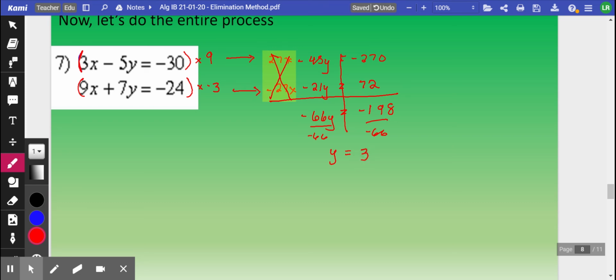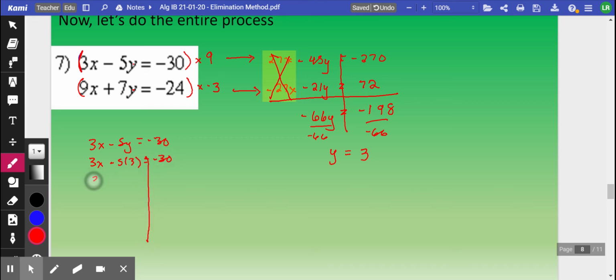Okay. Now, the one part that's a little different when I go to plug this back in is I don't have a solved equation. So you're going to have to choose which one that you like better. There's no right or wrong way as long as this 3 goes in for a y. So I'm either putting it in for that y or I'm putting it in for that y. I'm going to go ahead and use the top equation. So the 3x minus 5y equals negative 30. And I'm putting my 3 where that y is. So 3x minus 5 times 3 equals negative 30.